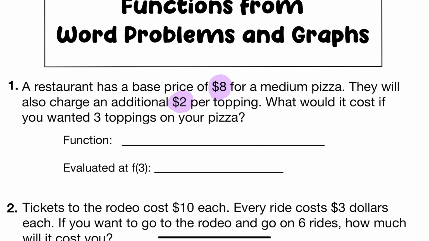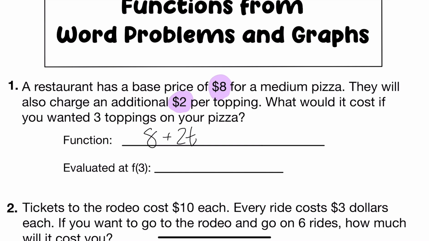Okay, so if you wanted to buy a pizza just outright, you would have to pay $8 already, because it starts at $8 for a medium pizza. Then after that, we would have to add on how many toppings we wanted. And that's $2 per topping, and that per is going to tell us that we're going to need to multiply here.